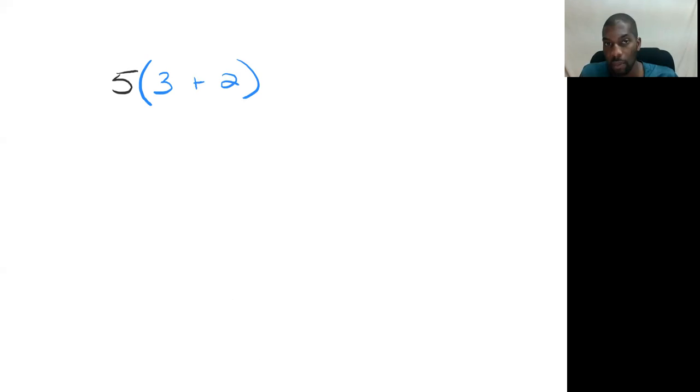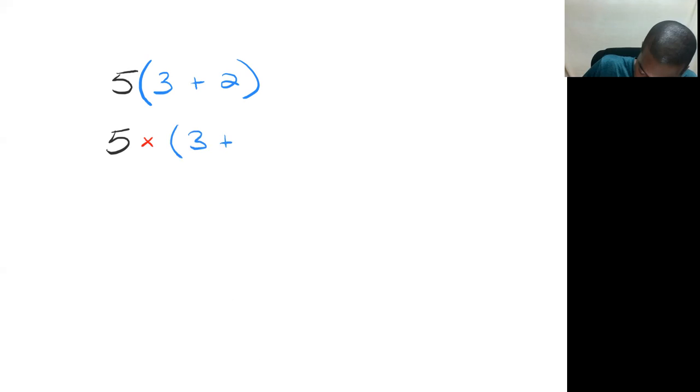We know that when we are doing our algebraic expressions or our number expressions, if we have a number on the outside hugging a parentheses, let's say 5 times the quantity 3 plus 2, we know that what this really means is 5 times whatever is inside the parentheses, right? So in reality, this is 5 times whatever 3 plus 2 is.